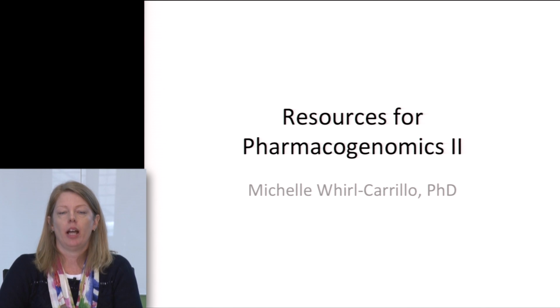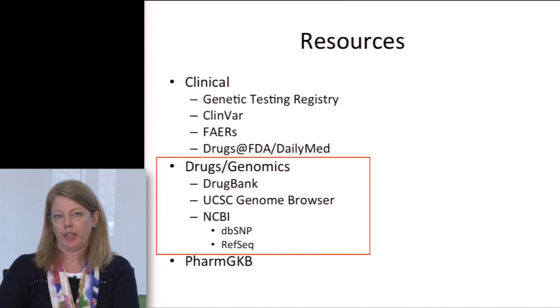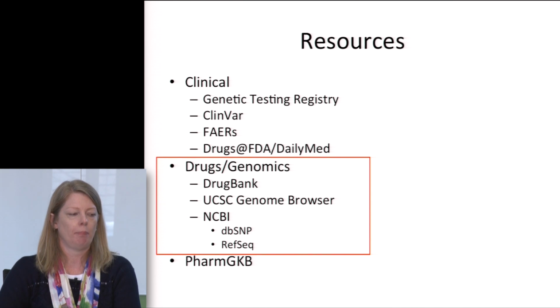In this segment, I'm going to talk some more about resources for pharmacogenomics. So I divided the resources for pharmacogenomics up into three groups. One segment for more clinically relevant type information. One segment for more basic drug and genomics information. And one segment for PharmGKB.